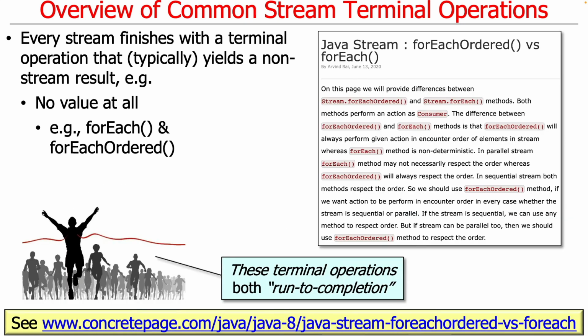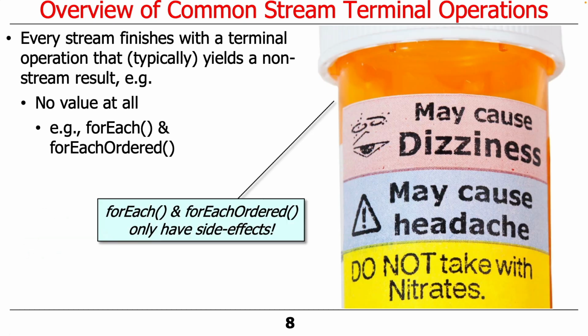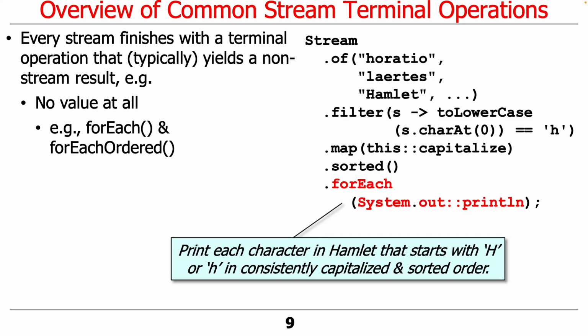Now, some terminal operations will yield no values at all. So the forEach family of terminal operations, like forEach and forEachOrdered, will return no values at all. And these are examples of run-to-completion operations. Rather than returning a value, they have a side effect. And we'll see what that side effect is. It involves passing in some kind of a method reference or a lambda expression to do something with respect to the output of the stream.